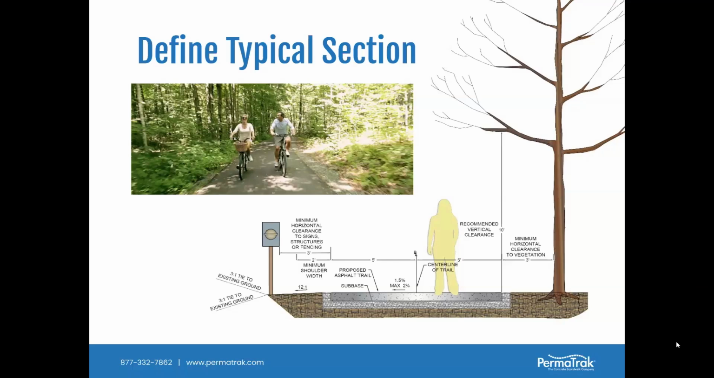Think about, are you running opposing traffic like cyclists? Is this just pedestrian? Or are you trying to run emergency vehicles down the trail? That will decide how wide your trail needs to be. So let's go to the next slide, John.